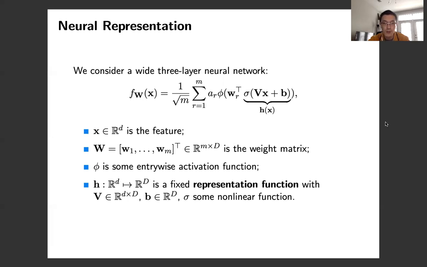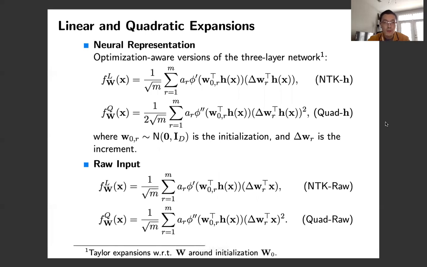In fact, this model can be viewed as a two-layer network with the representation function, or the vanilla three-layer neural network model. It turns out that characterizing the optimization and the generalization properties of these three-layer neural networks is very complicated. So we consider the optimization-aware versions of these three-layer neural networks.